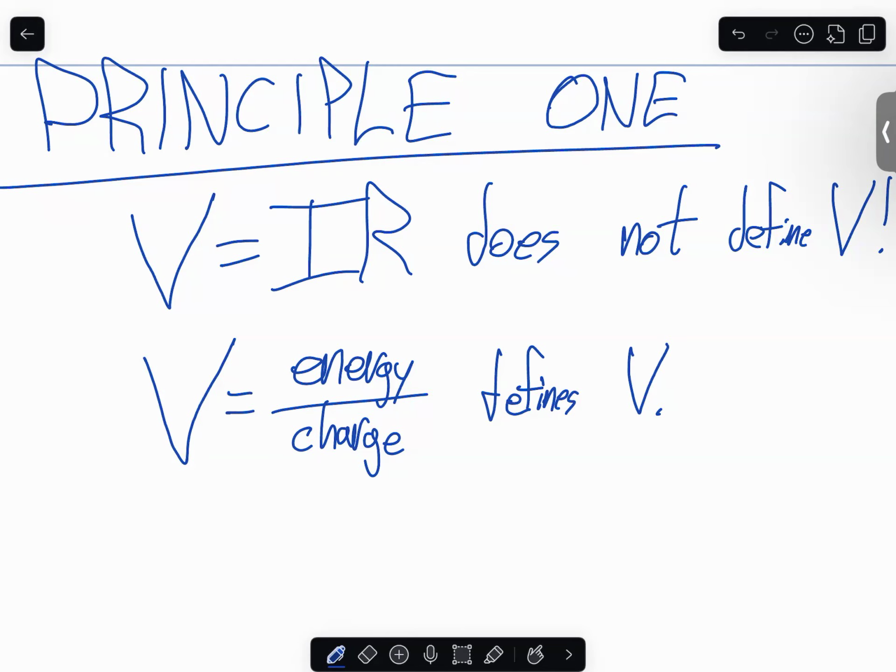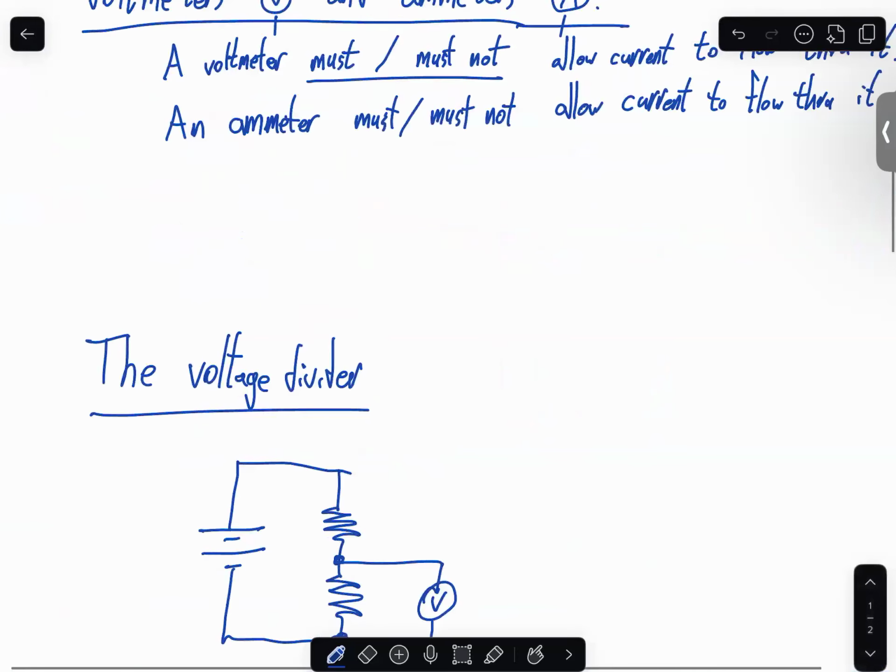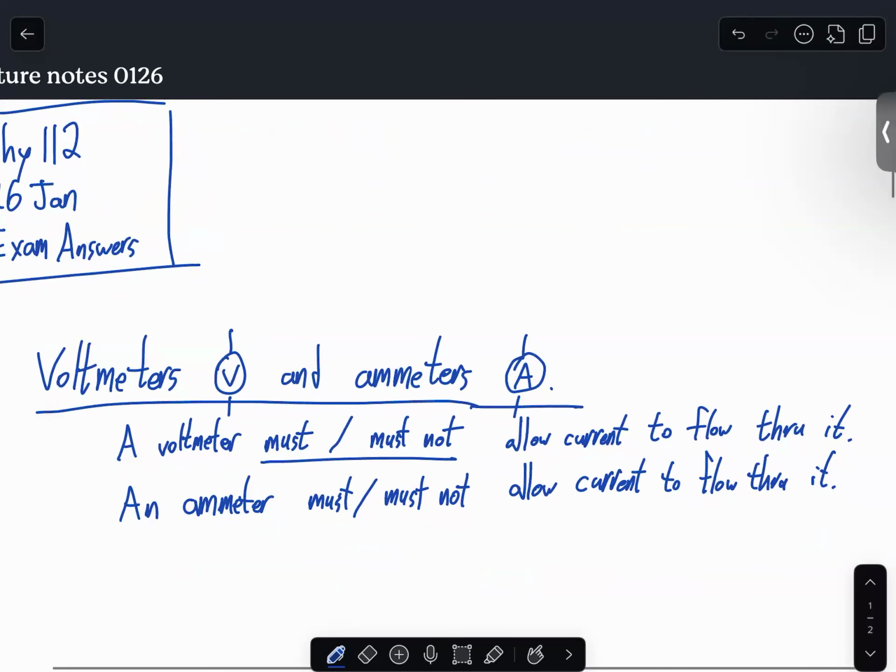So remember this. I'm writing this as a test question now, not literally this, but this concept. You must know this. V equals IR is not the essence of voltage and does not always apply in electricity and electronics. Voltage is defined by the idea that it is the concentration, the density, the intensity of the energy spread over charge.